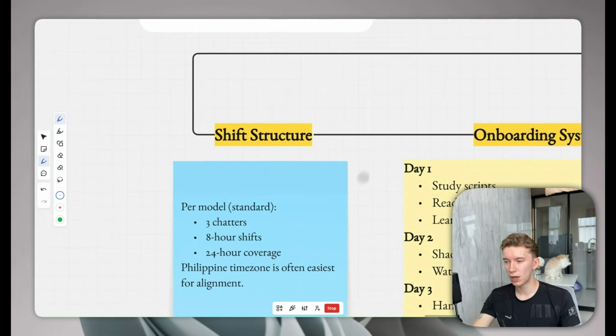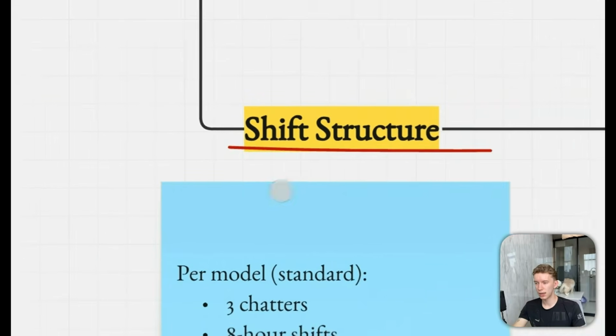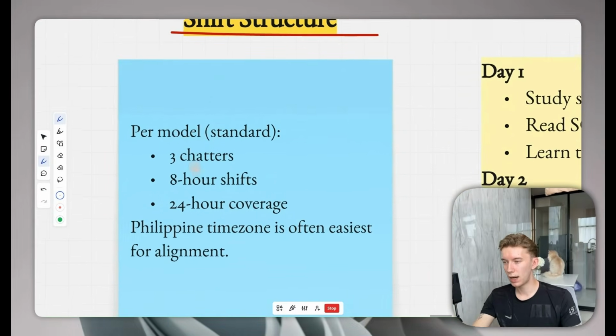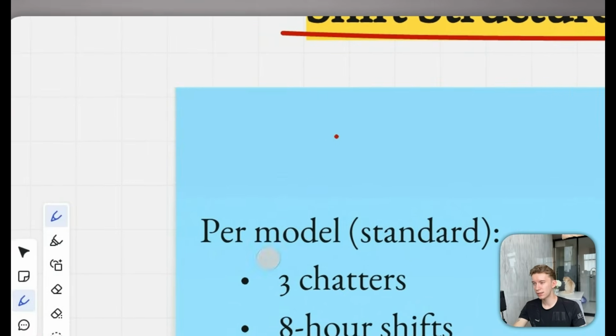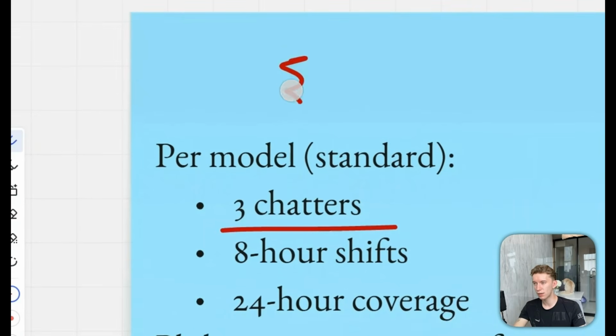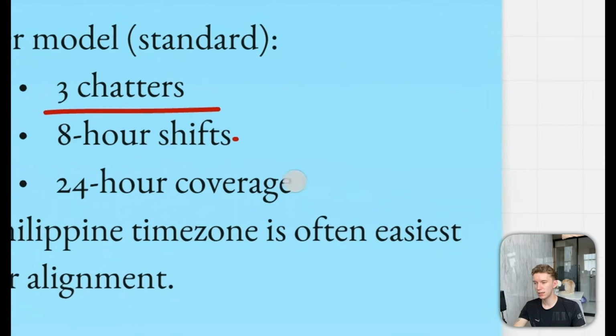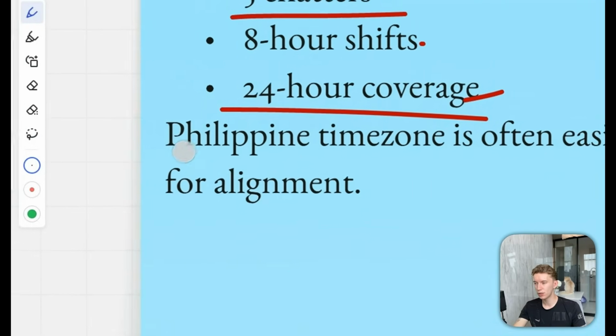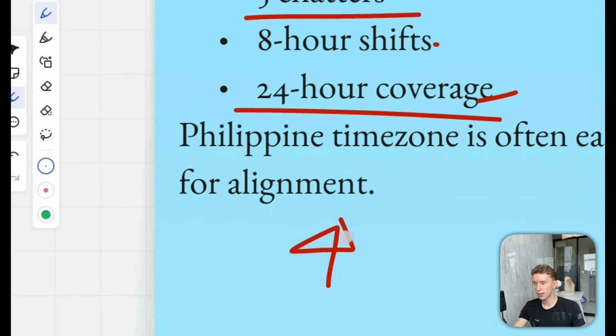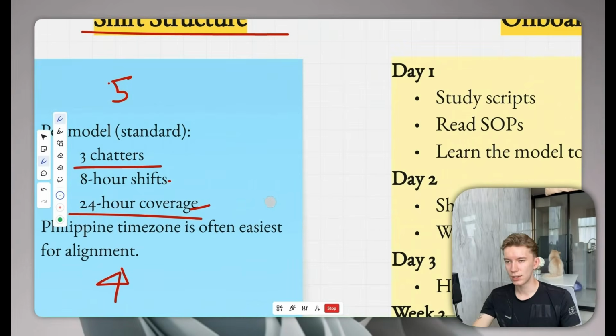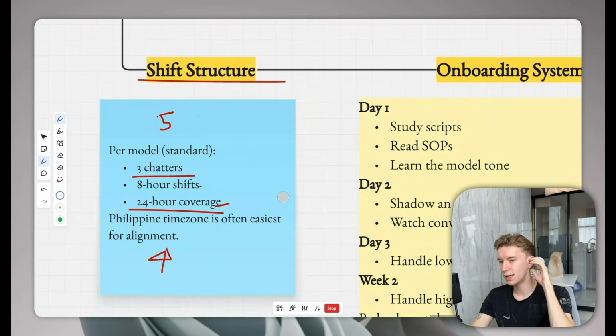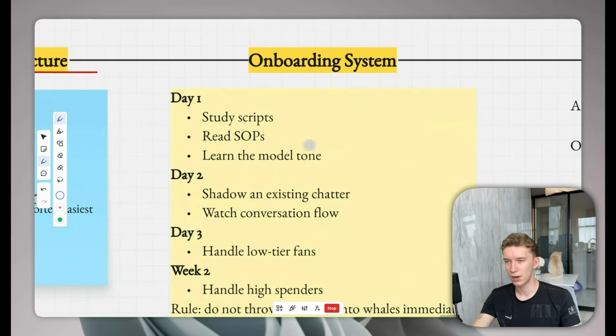Okay, so for your shift structure, this is important as well. Again, with this 3 chatter setup, they can handle around 5 models, okay? So 5 models, 3 chatters. That's one team. 8-hour shift each. That means it's 24-hour coverage. And make sure you're always working in Filipino time zone, because it's just easiest to align all the chatters, so no one gets confused, and no one misses shifts.